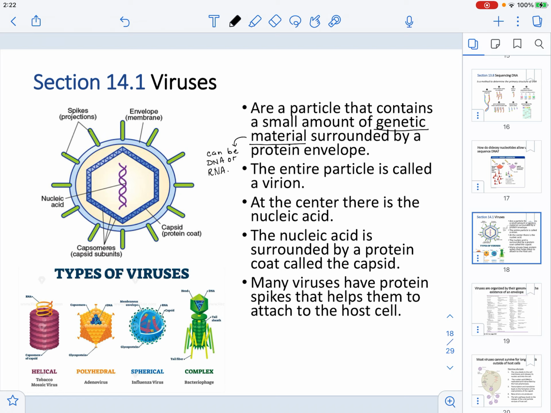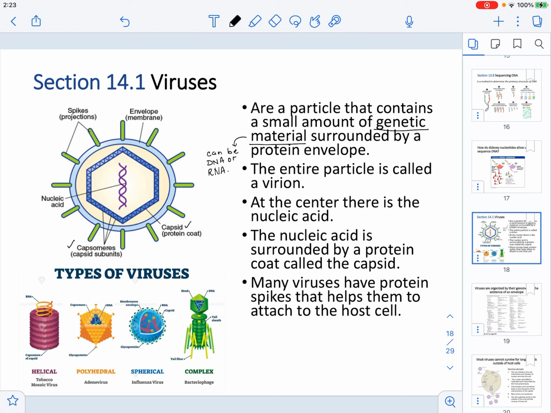Now, as you can see, at the center of the image in the top left corner, we have the nucleic acid. And as I just mentioned, it can be DNA or RNA. Now, the nucleic acid is actually surrounded by capsid subunits known as capsomeres. And when those capsomeres come together, they make the capsid, which is the protein coat that some viruses have.